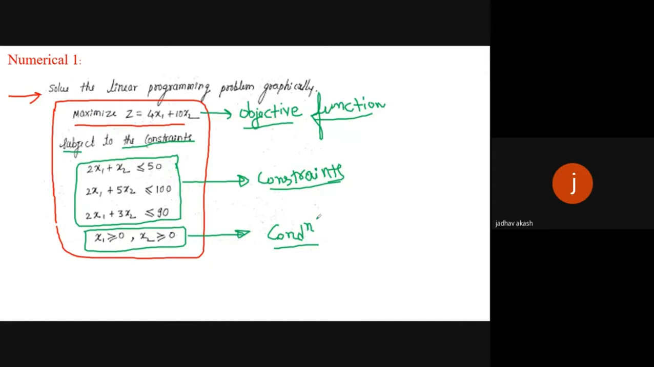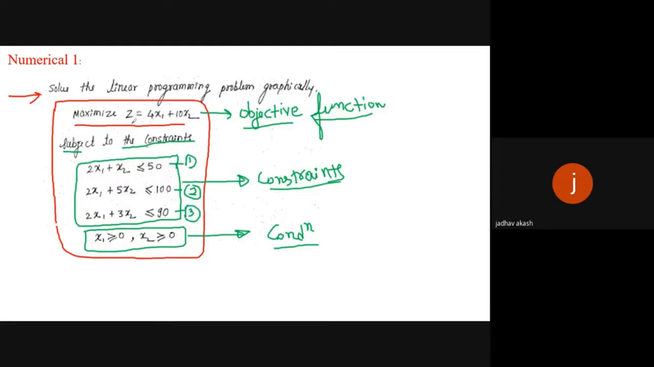Before that, there is one more thing that you should know. In this particular statement, how many constraints we have now? Yes, how many constraints are there? Right, three constraints are there. So this is the first constraint, 2x1 plus x2 is less than or equal to 50. Second constraint is 2x1 plus 5x2 should be less than or equal to 100. Third constraint is 2x1 plus 3x2 should be less than or equal to 90. So these are the three constraints given.